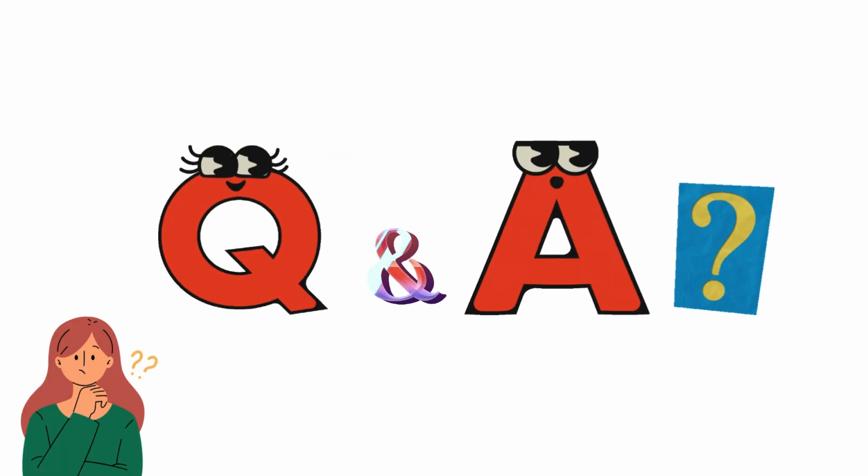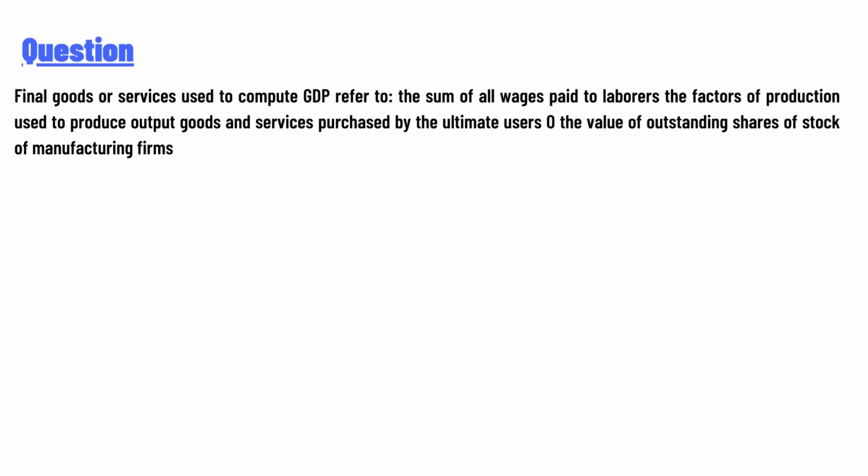So our today's question is: final goods or services used to compute GDP refer to the sum of all wages paid to laborers, the factors of production used to produce output, goods and services purchased by the ultimate users, the value of outstanding shares of stock of manufacturing firms.